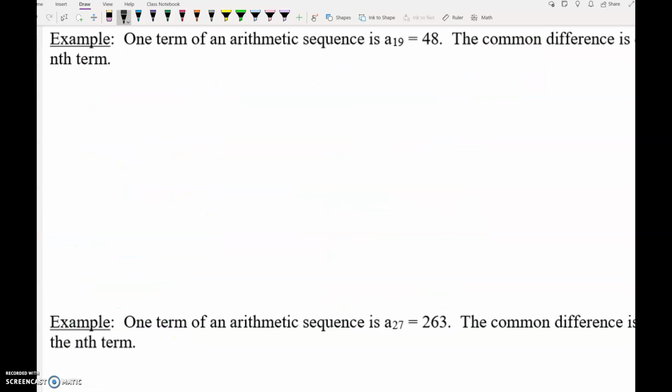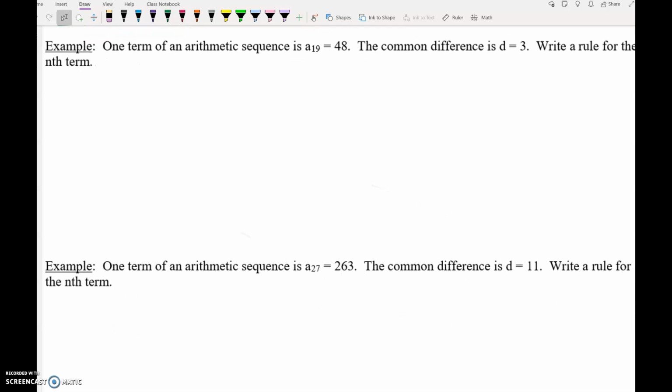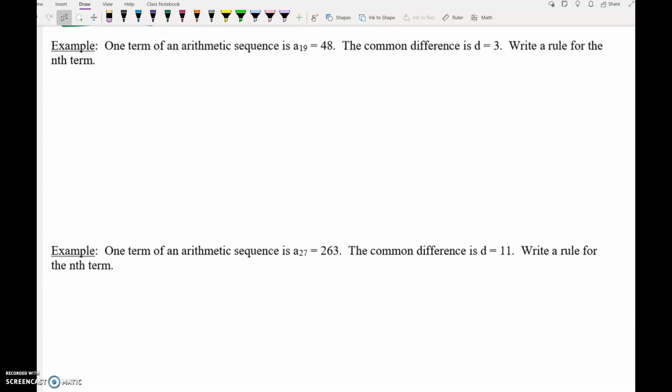So in our first examples, we had the first term, we had the common difference, we plugged that into the formula. Now it says one term of the arithmetic sequence is a sub 19 equals 48. Now that means the 19th term is 48. The common difference is d equals 3. Write a rule for the nth term. This becomes a two-part problem.